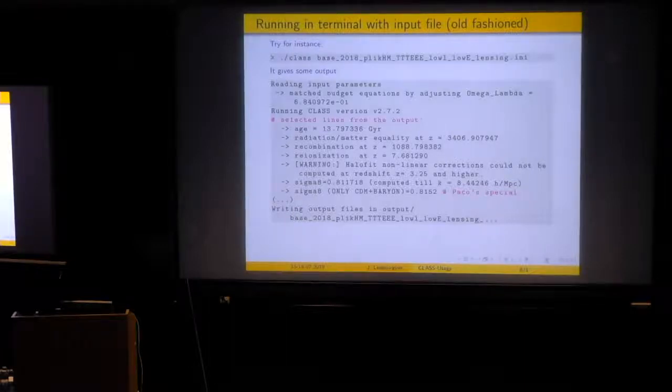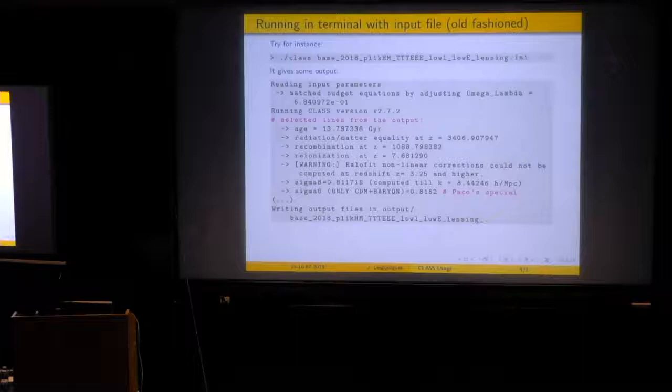I have only put a few here, but there are probably 30 of them. You know the age in gigayears that you could not guess in advance. A few characteristic redshifts like radiation-matter equality, recombination, reionization. There is a warning here about something with halofit. It's because this file was requiring nonlinear corrections to the matter power spectrum with halofit. Now, don't worry, you will understand what this warning means. It's completely normal. It means that everything worked well. You will understand what it means during the theory lecture, which is the next one.